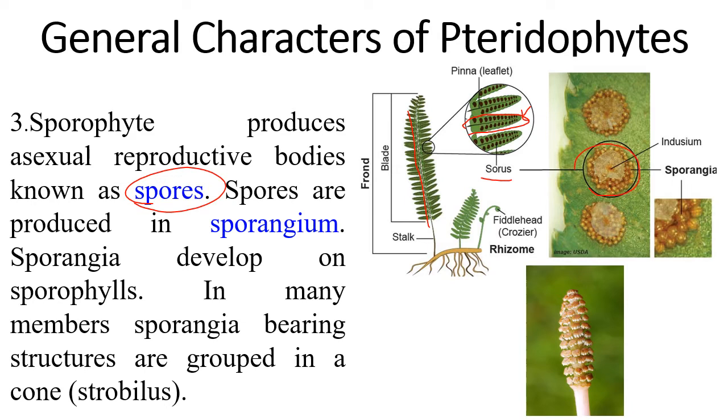This sorus has a protective membrane-like structure throughout when it is young, and this protective structure is called indusium. Inside this indusium, there are structures called sporangia, and each individual sporangium includes many spores that we can see in the next few slides, or maybe in the next module, where we will be studying the reproduction part.